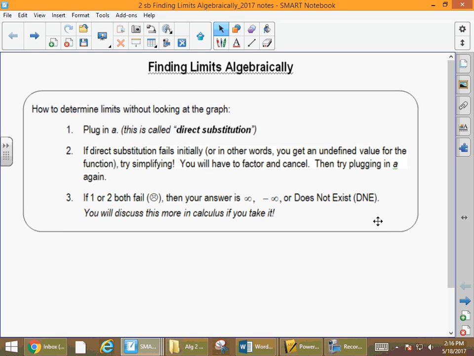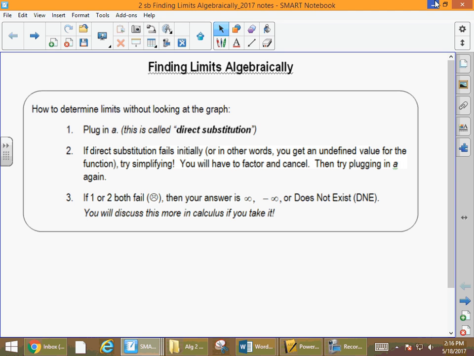Let's look at finding limits algebraically. Here are a couple steps that we can use to find the limits algebraically instead of graphically. Sometimes we're not quite sure what's happening with the graph, but with algebra, people are like, oh, I'm good at algebra. So the first thing it says is plug in A.